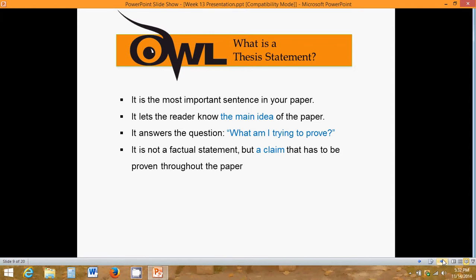It lets the reader know what's going to happen. What are you trying to prove? What is your point of view? And it's the claim that you're making, the argument that you're going to make. So yeah, it's very important, and it sets the tone for the rest of the paper.